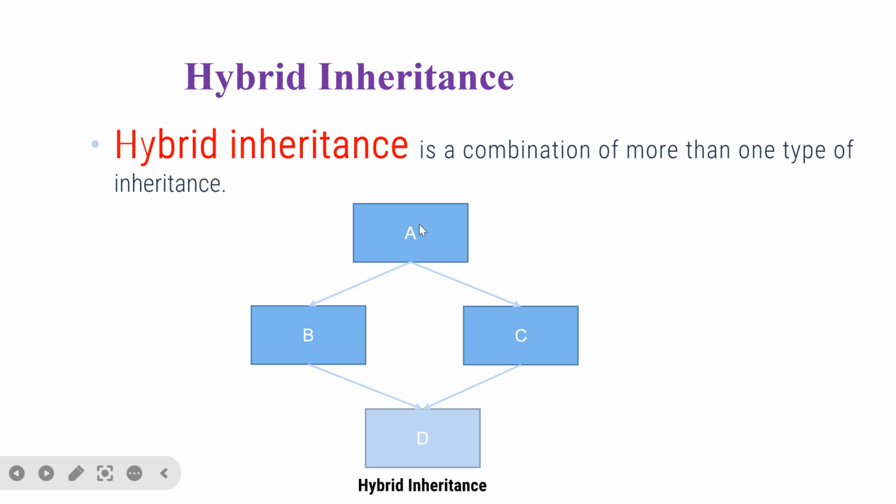According to this diagram, A, B, C: A is the base class, and B and C are the derived classes. We can call this concept hierarchical inheritance. At the same time, B and C can act as base classes, and from B and C we derive the D class. This concept we call multiple inheritance. So in the same diagram, we combine two types of inheritance.